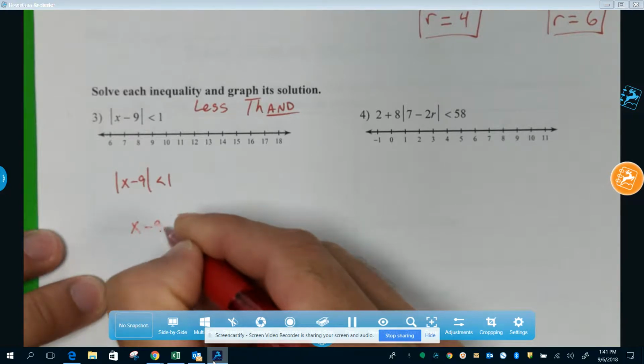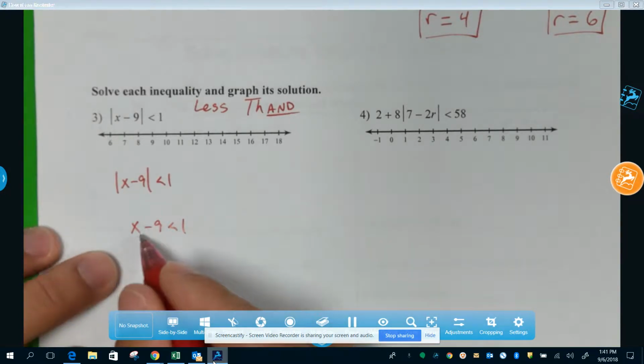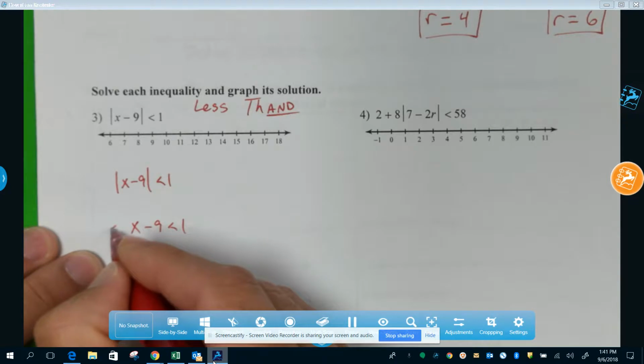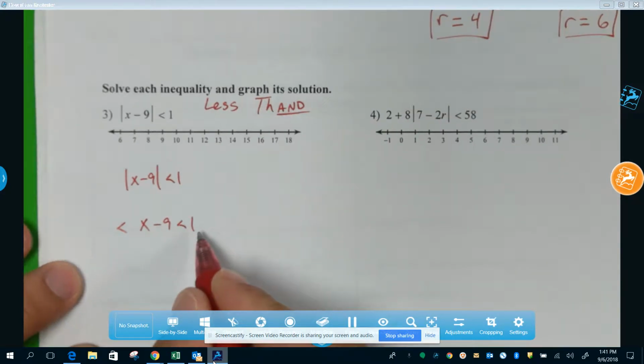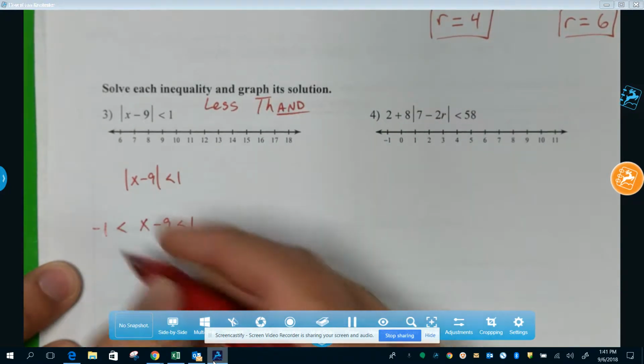So I've got x minus 9 is less than 1. If it's an and problem, the x needs to be in the middle. So I need another less than on the other side. And if that's a positive 1 on the right, we got to put a negative 1 on the left.